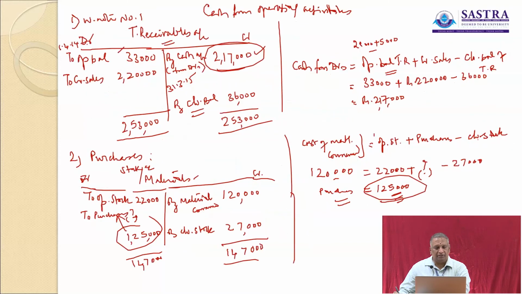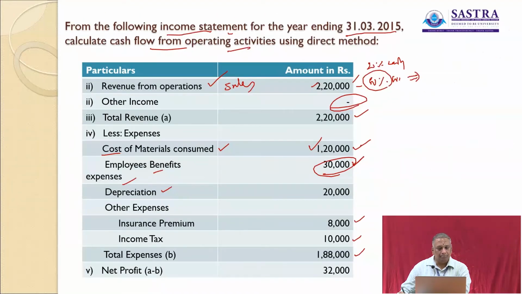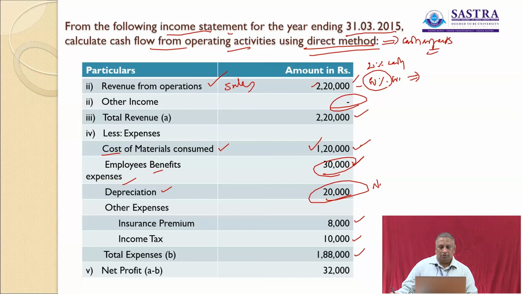Now what else is left in the question? Depreciation is a non-cash expense. We cannot consider it because we are preparing it using the direct method, which means all cash aspects are to be considered. So there is no scope for non-cash items. Depreciation is a non-cash expense. It is just a book entry. Cash will not move out of the firm.